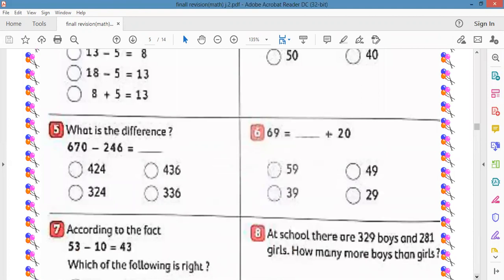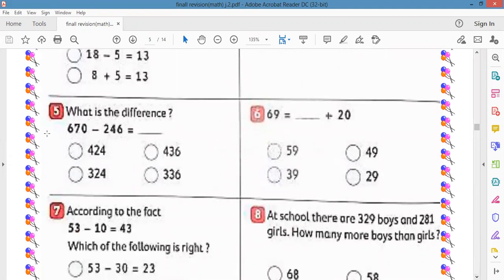Number 5, what is the difference? 670 minus 246. We start with ones. 0 minus 6 doesn't work. We go to the next place. 7 becomes 6 and 0 becomes 10. 10 minus 6, 4. And 6 minus 4, 2. And 6 minus 2, 4. 424.